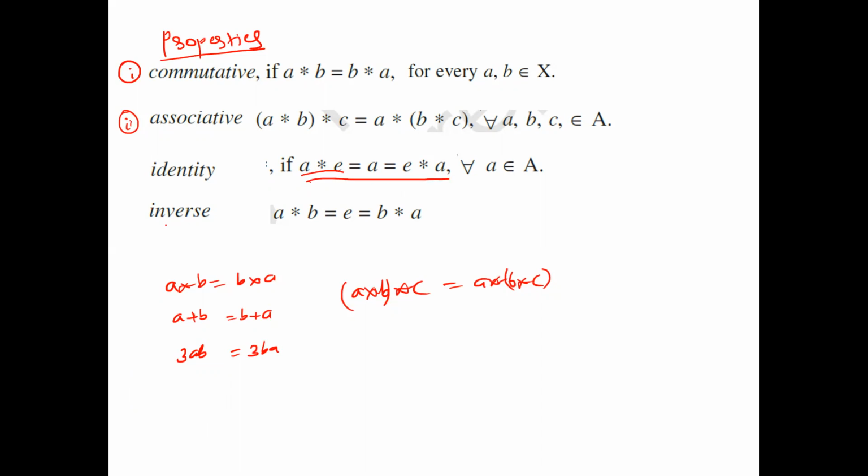And what about the inverse? A star B equal to E and B star A. What is your B? Here B is nothing but the inverse. You can write this method as A star A inverse equal to A inverse star A equal to E. So this is the inverse function.